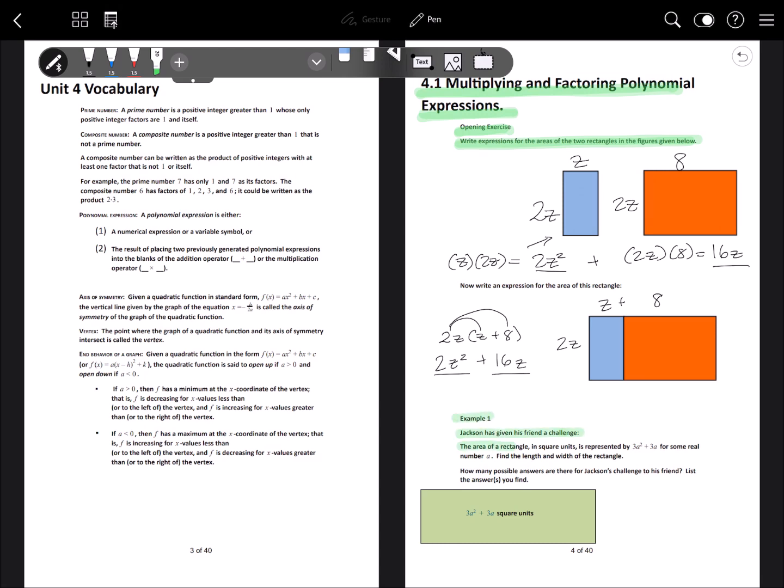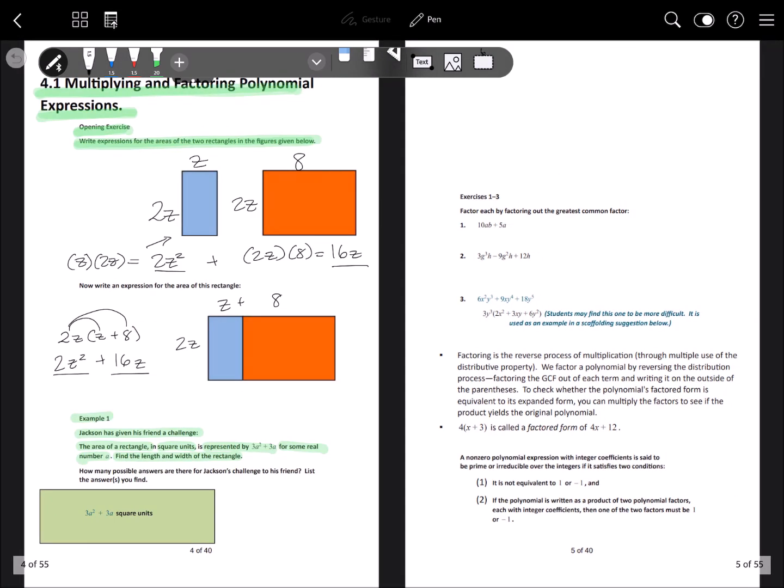Let's take advantage of this to study another particular case and see how many different ways we can represent an area of a field, which is 3a squared plus 3a. We need to find the length and width of the rectangle. So let's draw ourselves a couple different scenarios to see if we can come up with some solutions to the length and width of a rectangle that has an area of 3a squared plus 3a. So in the first case, we'll consider what could possibly be the height of this rectangle.